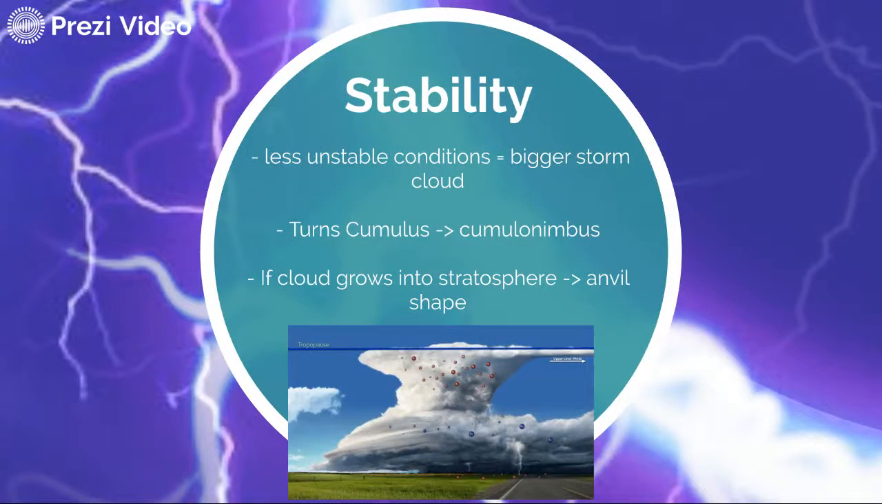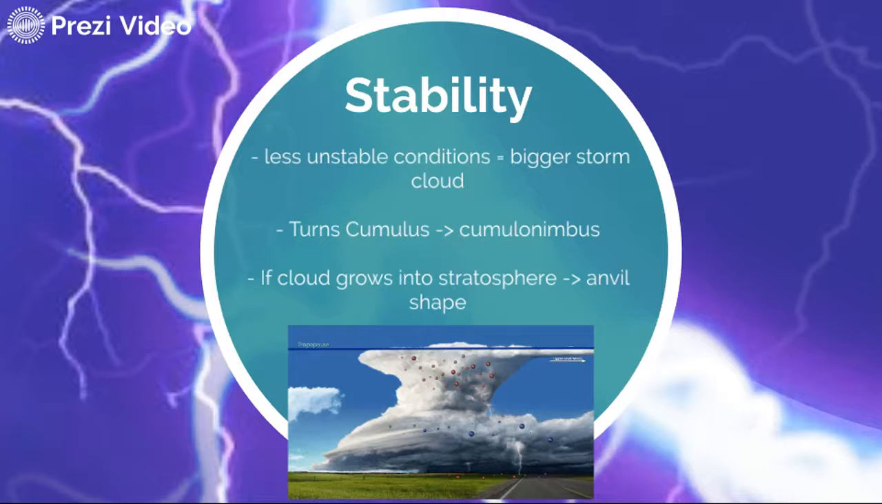For stability, our last ingredient, right, in order for the cloud to stop forming, you need to achieve equilibrium, which we know that if the air is unstable, meaning the air mass is a different temperature than the surrounding air, it is considered unstable. And with these unstable conditions, the bigger storm cloud is going to form.